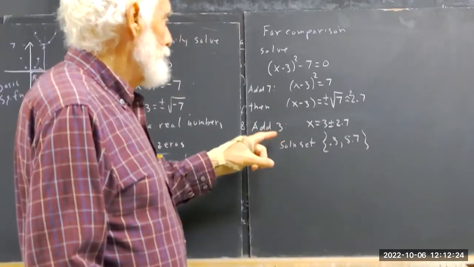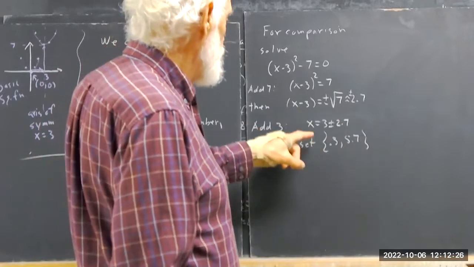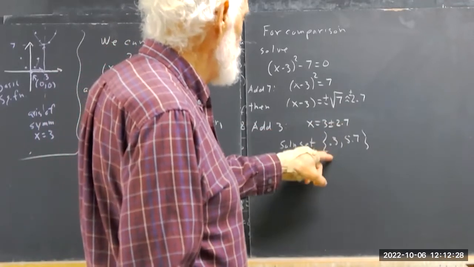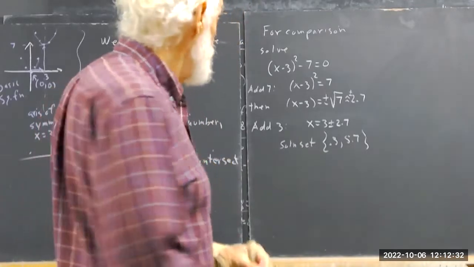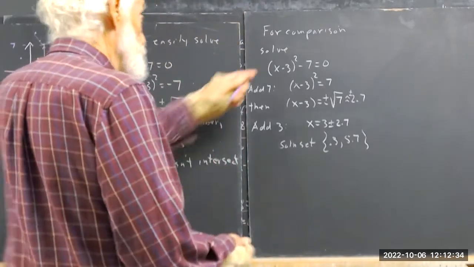Then we add 3 to both sides of this. We get x equals 3 plus or minus 2.7, so 0.3 or 5.7. Now, this is a transformation.